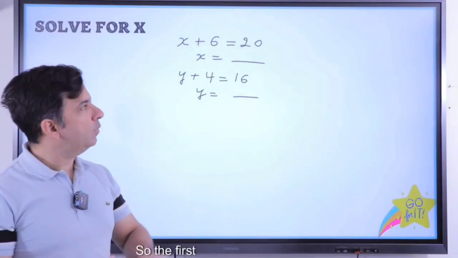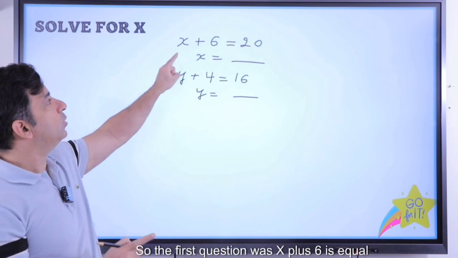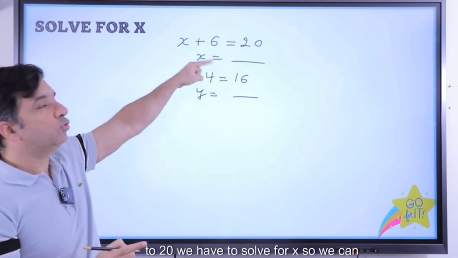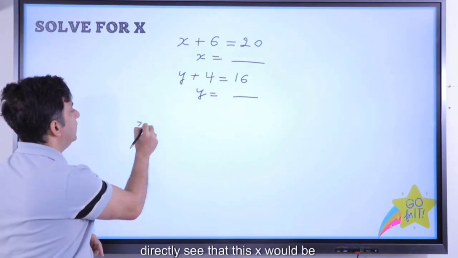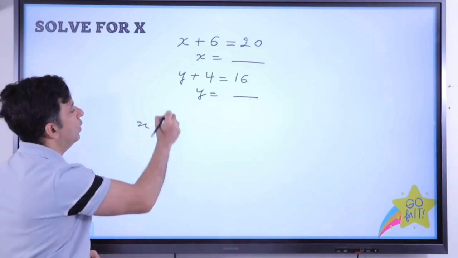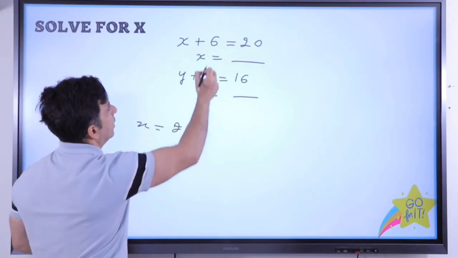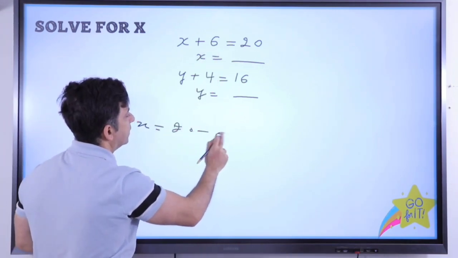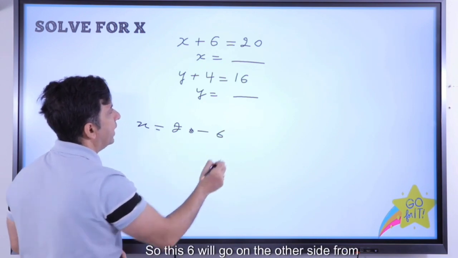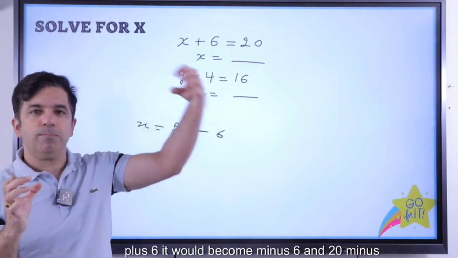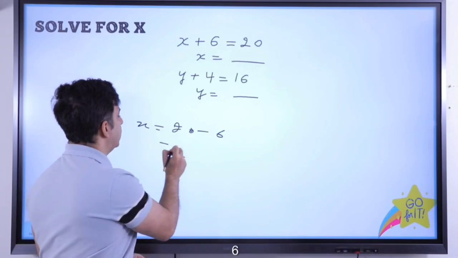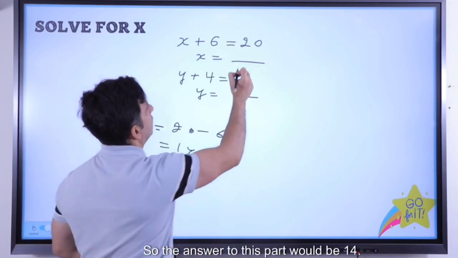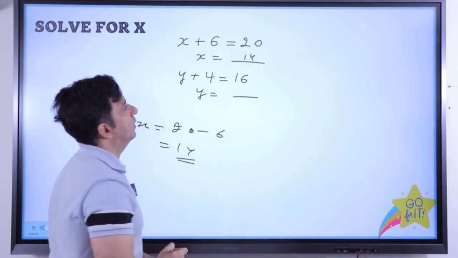So this was the term. The first question was x plus 6 is equal to 20. We have to solve for x. So we can directly see that this x would be equal to 20 minus 6. This 6 will go on the other side, from plus 6 it would become minus 6. And 20 minus 6 is 14. So the answer to this part would be 14.